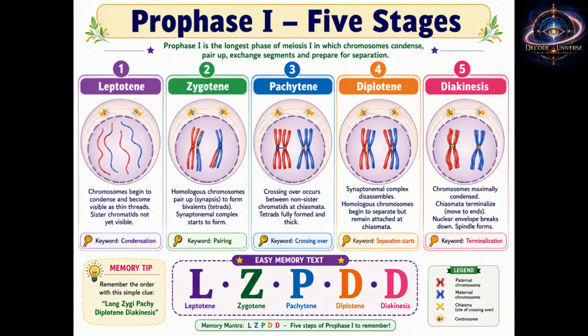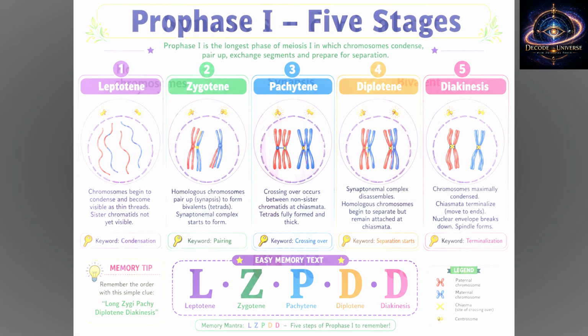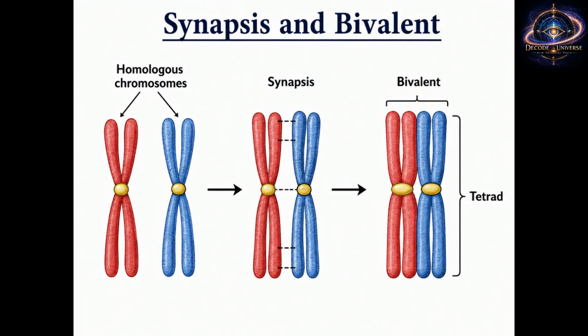Meiosis II. Meiosis II is similar to mitosis. Prophase II. Chromosomes condense again and nuclear membrane disappears. Metaphase II. Chromosomes align at the equator. Anaphase II. Centromeres split and sister chromatids separate. Telophase II. 4 haploid daughter cells are formed. Significance of meiosis.